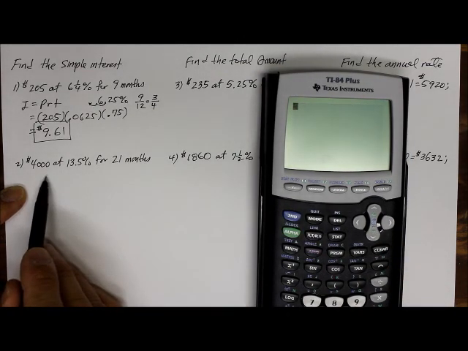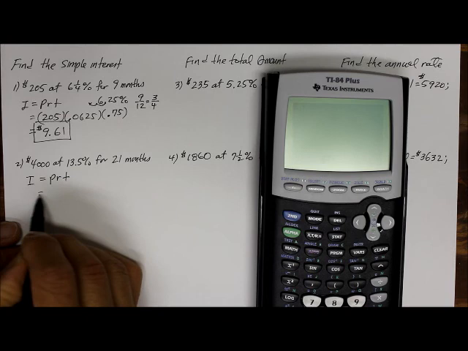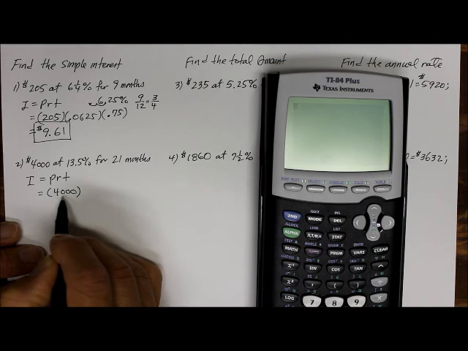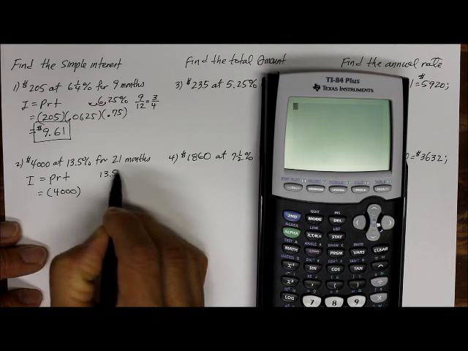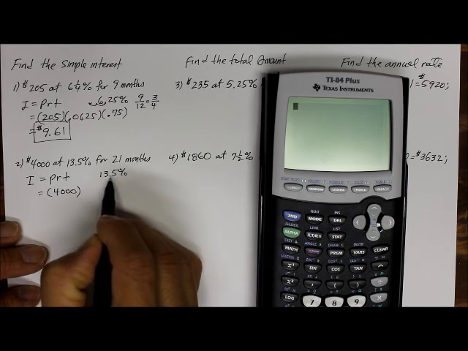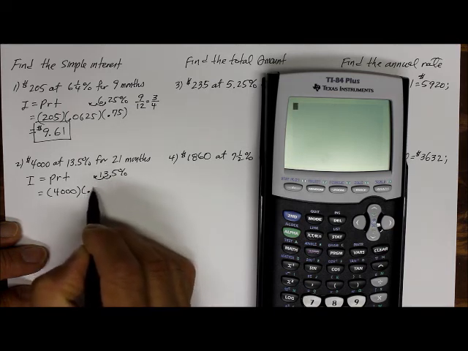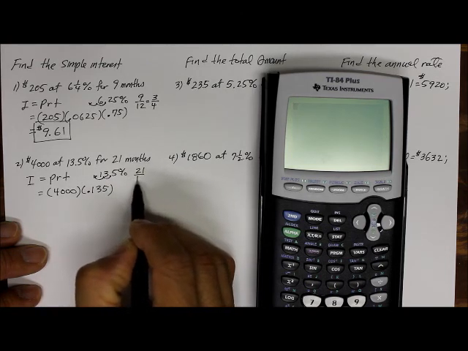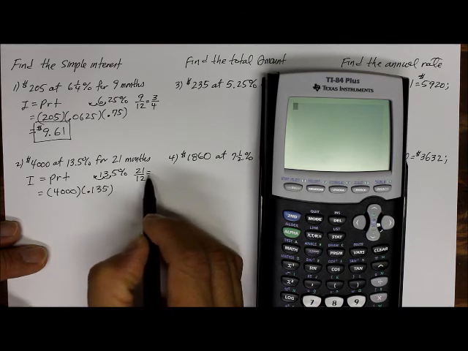Right here. So you said we're going to look for the interest. So I equals PRT. And the principal is $4,000. Now that's better. Now that's some serious money right there. And the rate is 13.5%. But remember, we have to make it into decimal. So away from the percent, 2 places. So we get 0.135. And 21 months, that's 21 over 12 months in a year. We could reduce that. Common factor again is 3. 3 times 7 and 3 times 4.